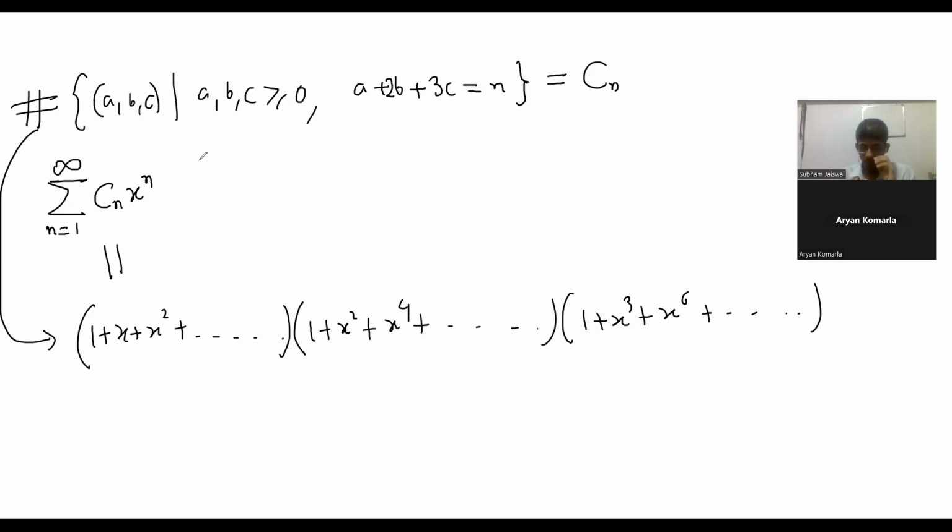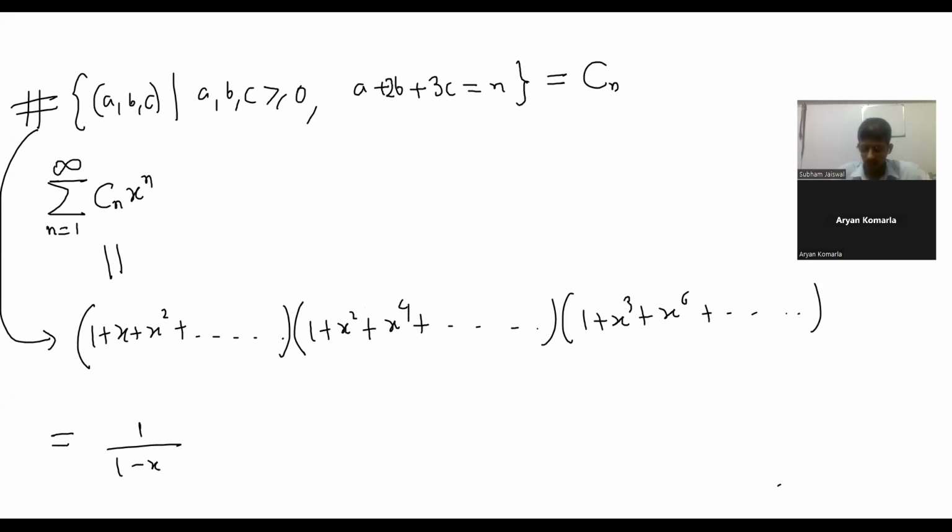Now the question is, can I simplify this? The first one will be 1 over 1 minus x. Now you have to explain why this thing is equal to 1 over 1 minus x. Let's go to a new board and try it, because once you understand this, you can read these things very easily.